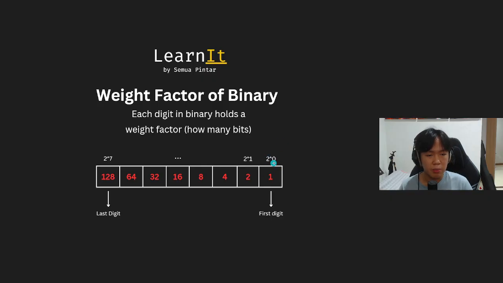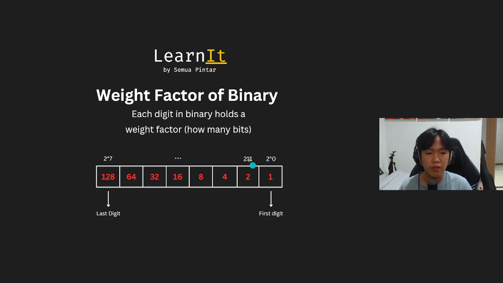It begins with 2 to the power of 0 here, where as I said before, the weight factor is 2 to the power of n. n represents the current digit. Since this is the first position, in computer science we always start with 0 instead of 1. So in here, it's 2 to the power of 0, and we know 2 to the power of 0 is 1. So the first digit will hold a weight factor of 1.